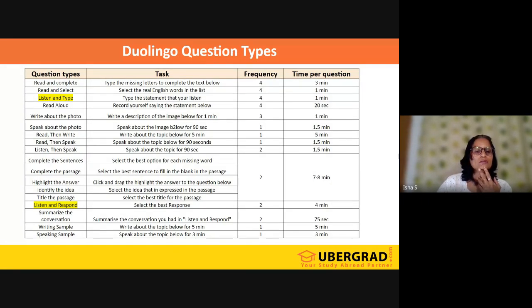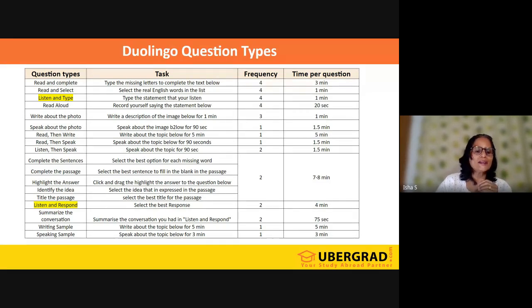Okay, so here we are going to talk about two different topics today, two different types of questions. One is listen and type, where you have to write the right statement, what you listen. Now for this particular type of question, the frequency is at least 4, and the duration for this particular question is 1 minute.